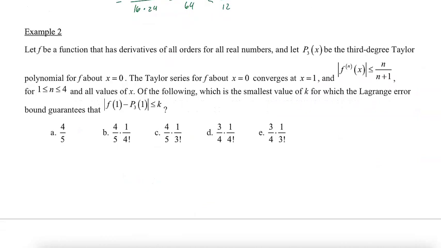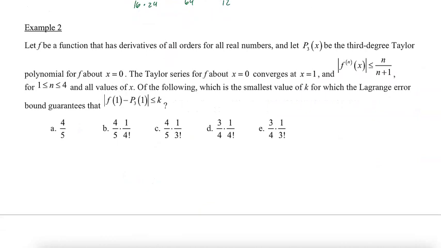All right, I'm going to take a look at the next one here. Let f be a function that has derivatives of all orders, and again, that just means it has a Taylor polynomial. But P sub 3 is the third Taylor polynomial for f about x equals 0. So that means my center is 0. So that means for me, this is really a Maclaurin. But I'll still use Lagrange error bound the same. It just means my center is 0.